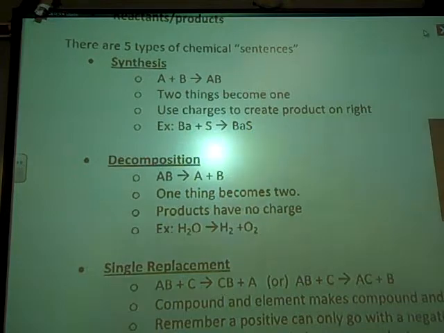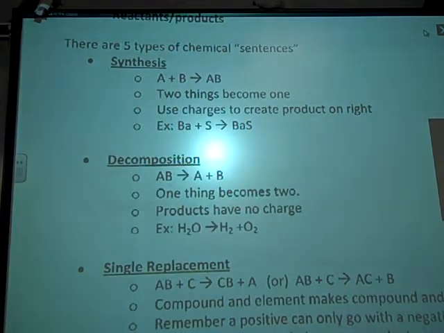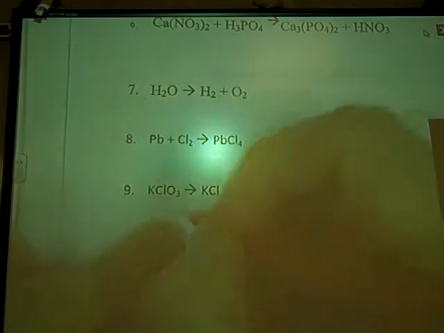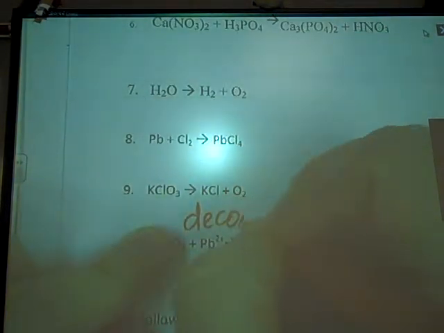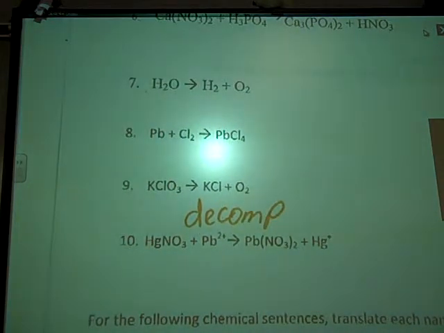Let's start at the top again. Synthesis, have two things on the left. Nope, that's not what I was looking for. Decomposition, one thing on the left, two things on the right. Hey, that looks good. So this one here is a decomposition. Take about 10 minutes to answer the 8 that have not yet been done on this page.